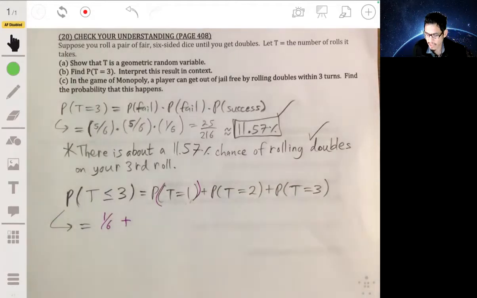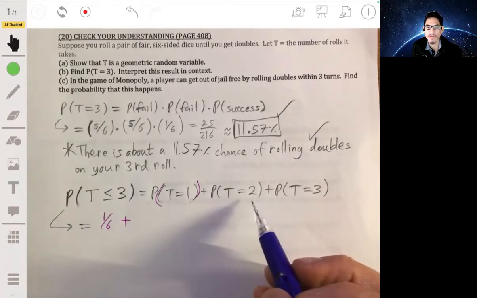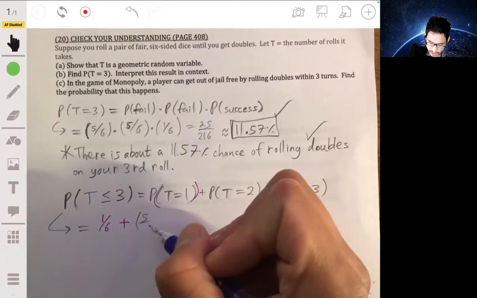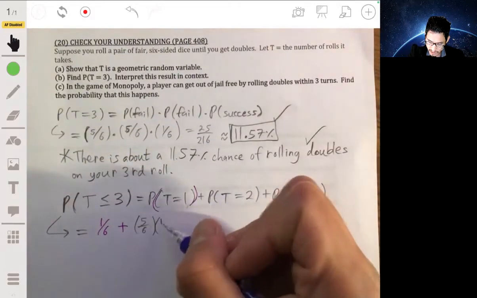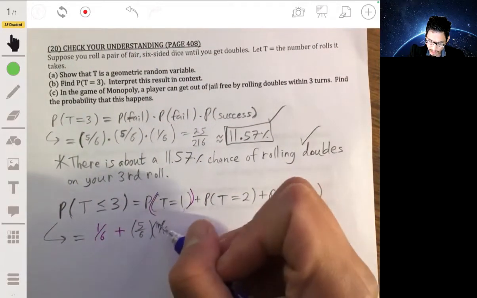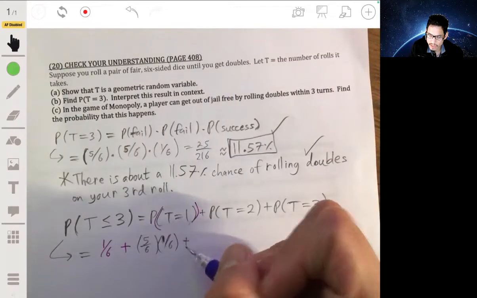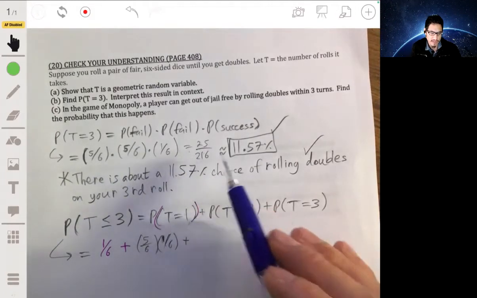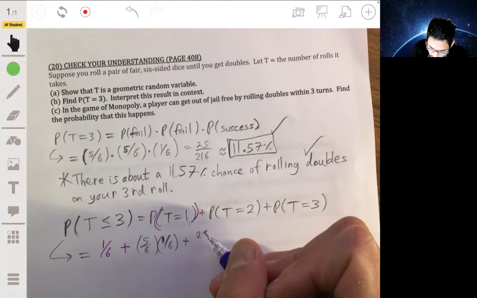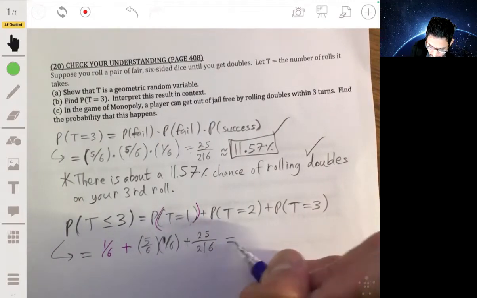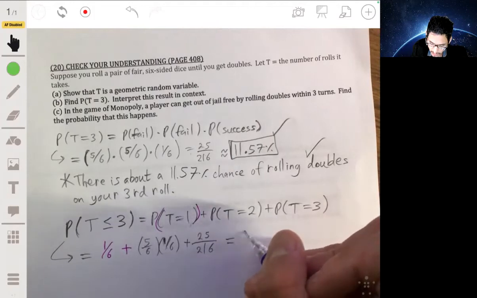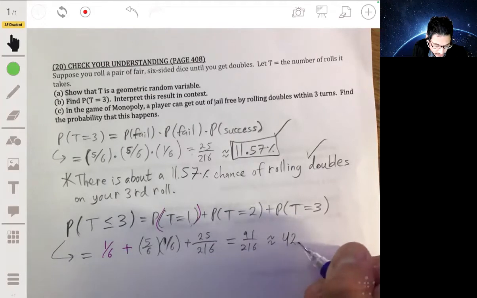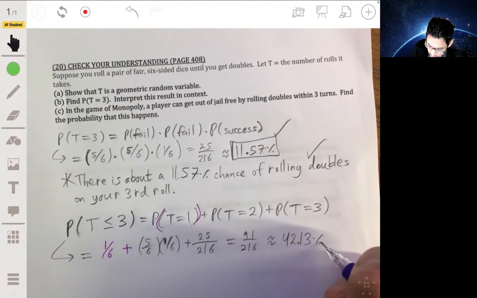So we have 1/6, plus the probability of doubles on your second roll, which means you're going to fail on your first roll. So 5/6 times 1/6 is fail the first roll and succeed on the second roll. Plus the probability t is 3, which we already found, but I'll just write it again: plus 25 over 216. We do the math, add all these up together, and get 91 over 216. It's going to be about 42.13%.